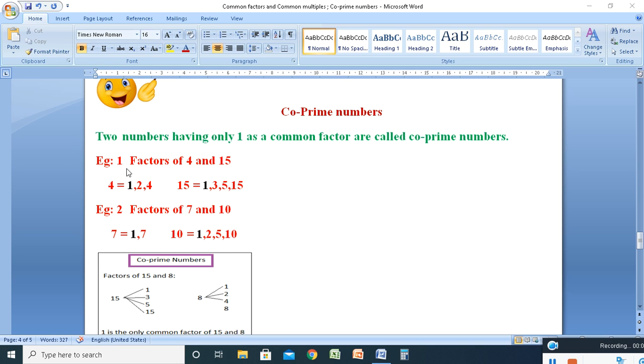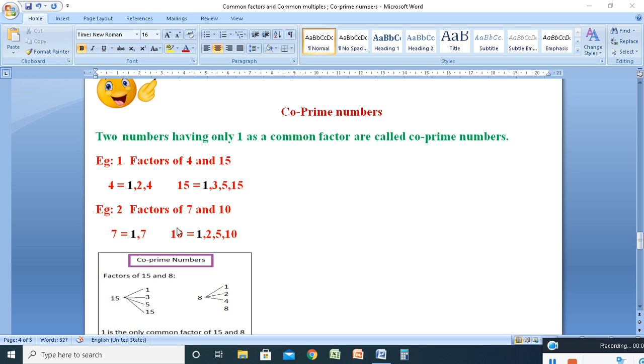So now example one, factors of 4 and 15. So 4 and 15 are co-prime numbers. Okay, now list out the factors for 4 and also 15. For 4: 1, 2, 4, and for 15: 1, 3, 5, 15. So from this, only one is common for both. You just compare the factors. Only one as a common factor, right? So if you get only one as a common factor, then the given numbers should be co-prime numbers.